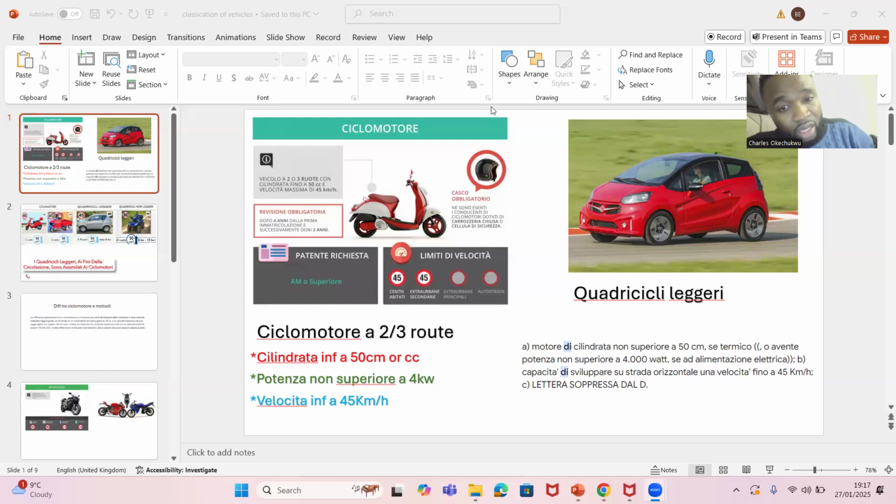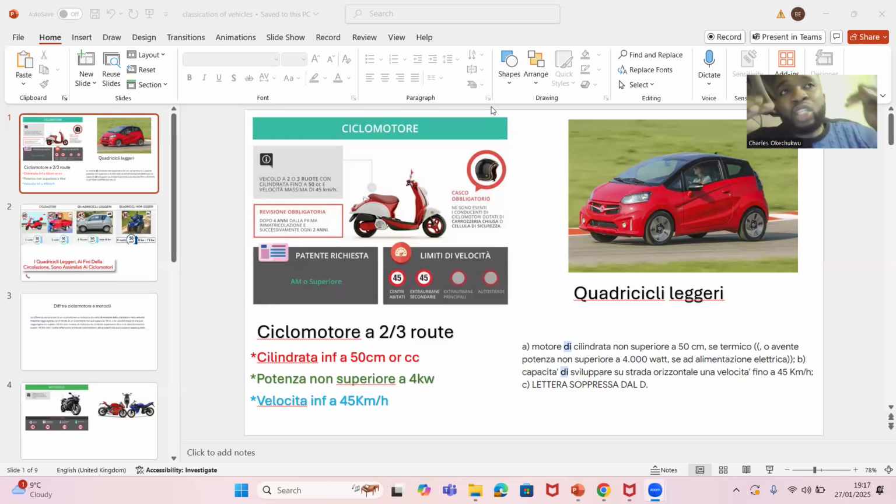Is it clear now? Remember, these two are under the family of ciclomotore. If you want to define them, you say ciclomotore: anything with 2 wheels or 3 wheels. Second definition, they call them qualifiche leggeri because they have 4 wheels. And how do you differentiate them? According to their characteristics. The only difference is that concerning qualifiche leggeri, the horsepower is different many times.